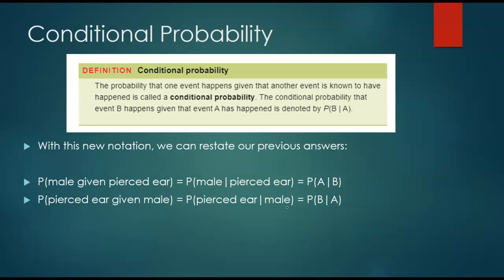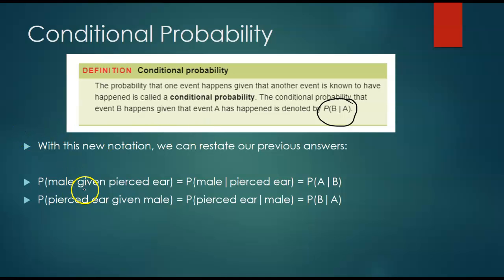This is an example of conditional probability. The probability that one event happens, given that another event is known to have happened, is called conditional probability. And we have a new notation to go along with that. This straight up and down line, which you can find on your keyboard underneath the backspace key, is the probability of B given A. It gives us a way to restate our previous answers.